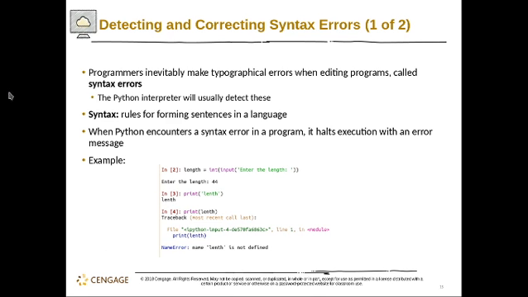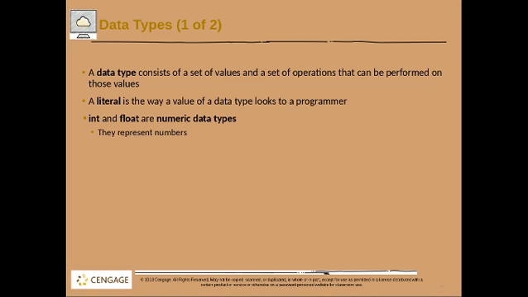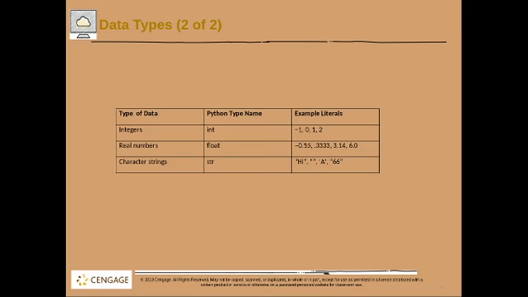Okay, so we have this type of errors. Now another example. What if we have incomplete expressions? Again, it will give us a value: invalid syntax. Then data types. Data types consist of a set of values and a set of operations that can be performed on these values. A literal is the way the value of a data looks to a programmer. Int and float are numerical data types and they represent numbers. So you have here integers.